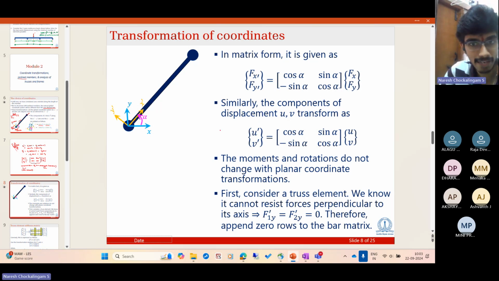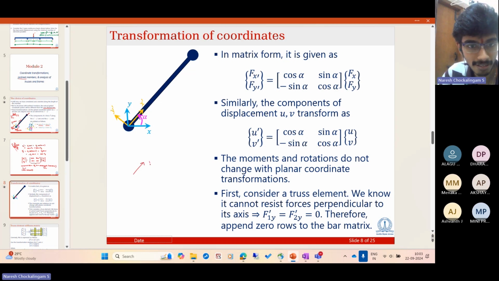And U is also a vector, right? The displacement is also a vector. Its components also transform according to the same rule. So you can have axis aligned U and V. The force you can resolve along the axis, which is fx dash, and perpendicular to the axis, which is fy dash, at any point. Similarly, the displacement of every point you can have along the axis of the member, which is u dash, and perpendicular to the axis of the member, which is v dash.